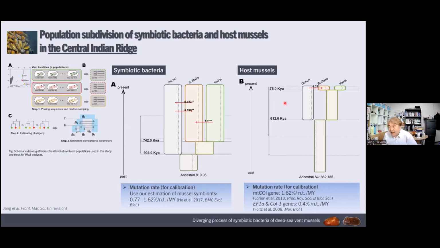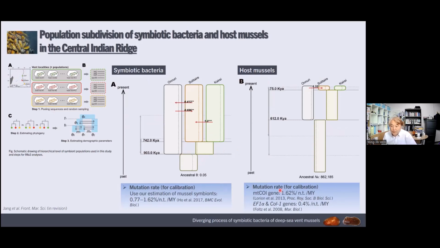In the case of host mussel, they have the same topology, but the time depths of splitting times are different from bacteria. That indicates, I think, they evolved independently, but they are governed, dependent on the common geological environment in this Central Indian Ridge. So I think we interpret this data that common environmental geologic factors influence both symbiont and host mussel, but due to the different biological characteristics of host and symbiont, the evolution is different in terms of depth and the gene flow.